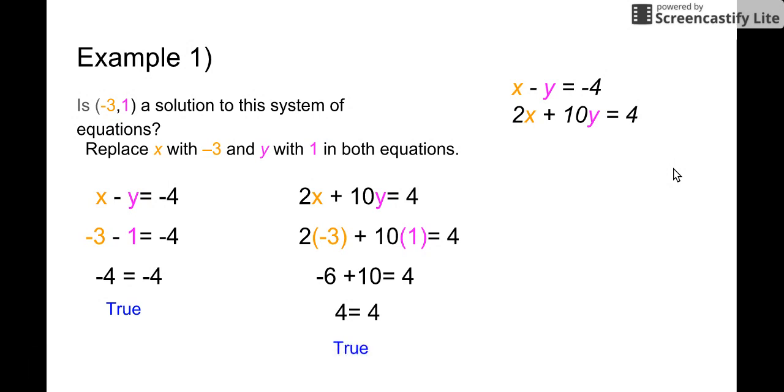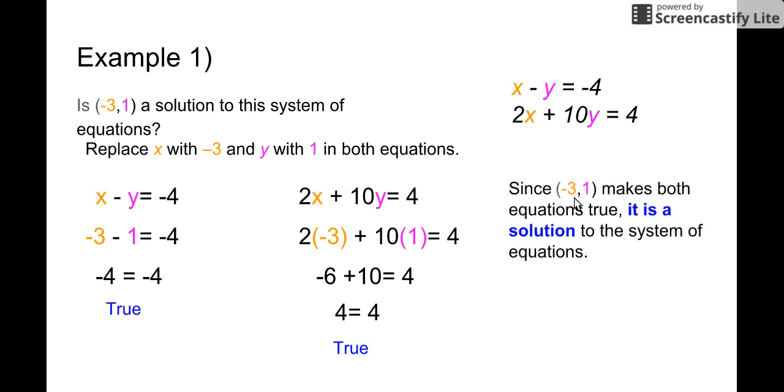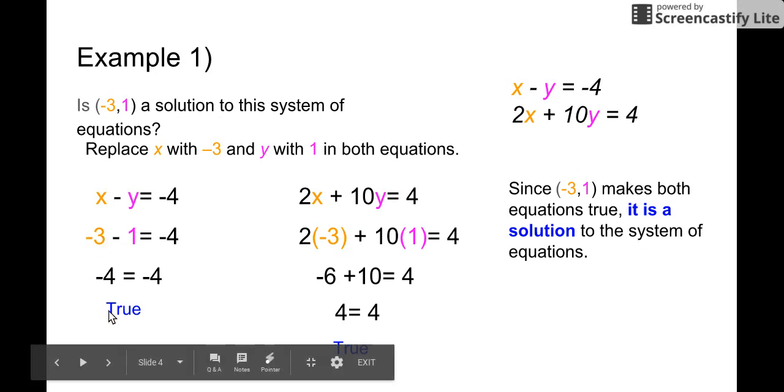So what that means is when both equations are true with this given point, it means that -3, 1 is a solution to that system of equations. So whenever you plug them both in, if you end up with two true statements at the end, and by statement I mean this and this, it means it's a solution.